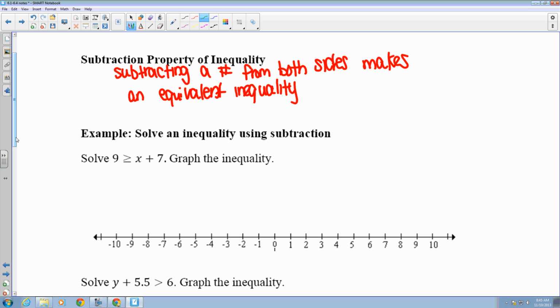So 9 is greater than or equal to 7 plus x. We need to get the 7 away, so we subtract it from both sides. 2 is greater than or equal to x. We need to identify where 2 is. Close the circle. And if 2 is greater than or equal to x, that means that it's all the numbers that are smaller than 2. Careful with that wording.